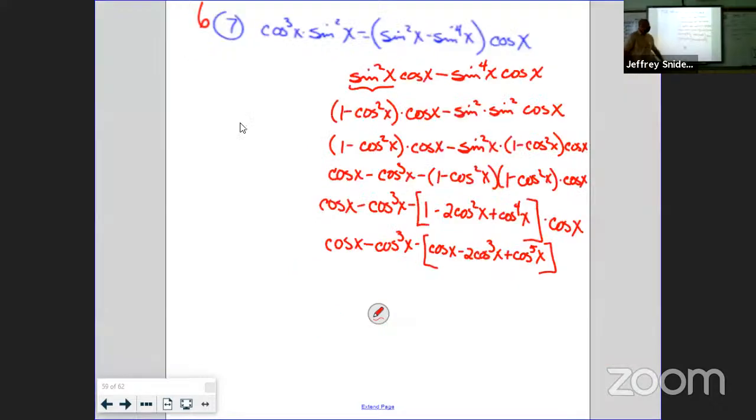All right, let's do this. Cosine x minus cosine x. What are we going to do? Cancel out. Boom, gone. I've got a minus cosine cubed x and a plus 2 cosine cubed x. So if you're not following what I'm saying verbally, I'm going to get this.